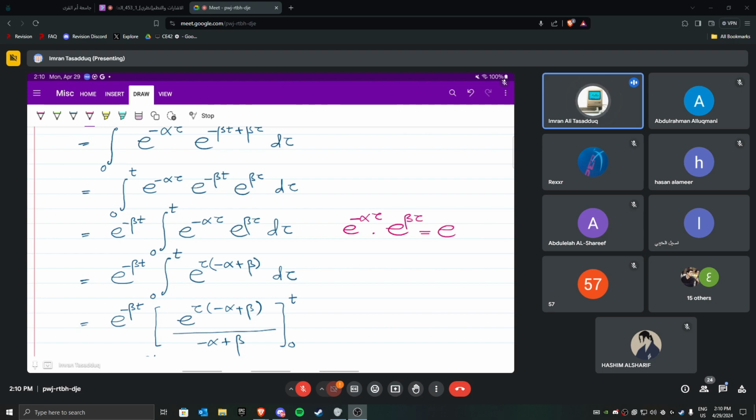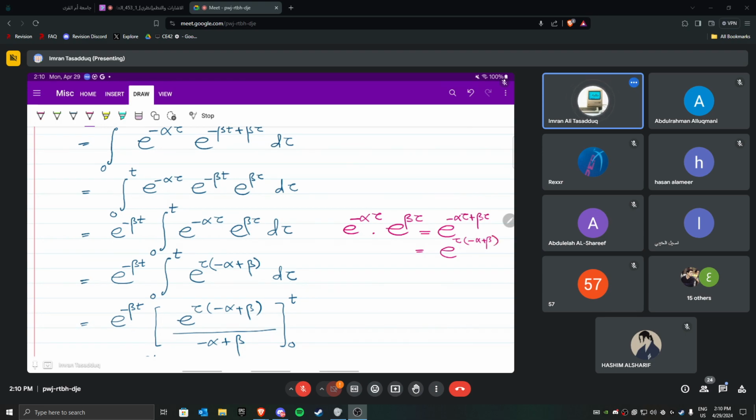Okay. So when you multiply this, what happens to the powers? We add the powers, and that's what I did. So it's going to be minus alpha tau plus beta tau, right? Yes. Okay, and then I can take tau common, and it becomes minus alpha plus beta. And I took tau common because tau is the variable of integration.